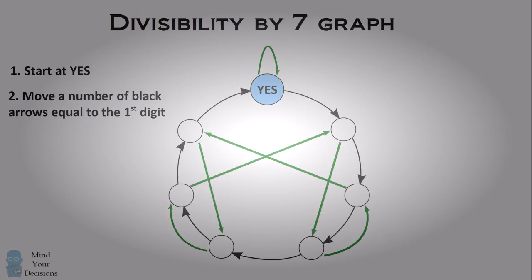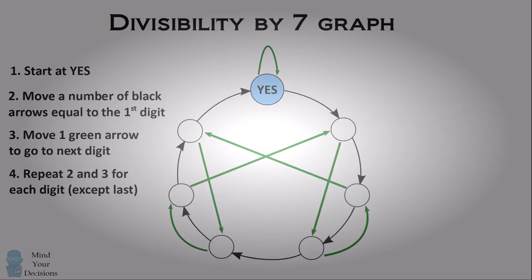For the first and leftmost digit of the number, you want to move a number of black arrows equal to the value of that first digit. Before you get to the next digit of the number, you want to move one green arrow, which brings you to another circle. You repeat these steps for each digit in the number, except for the very last digit where you don't want to move a green arrow. The number will be divisible by 7 if you end up back at the circle that says yes.